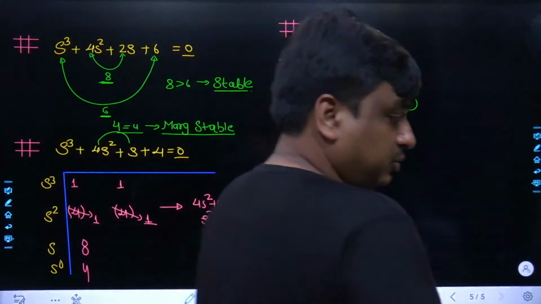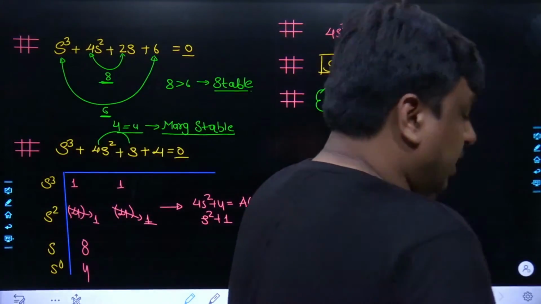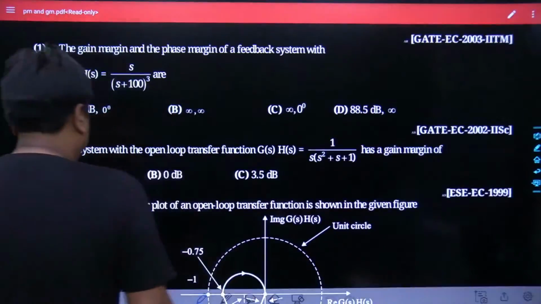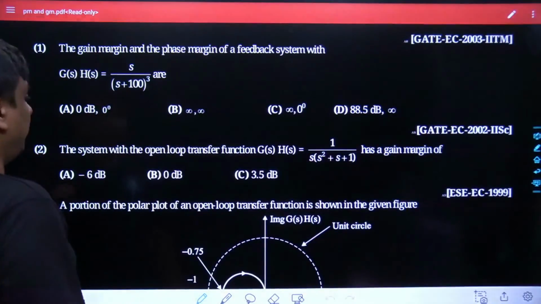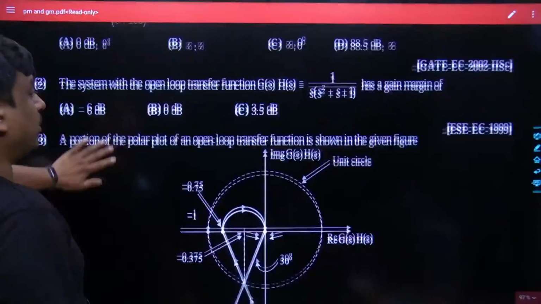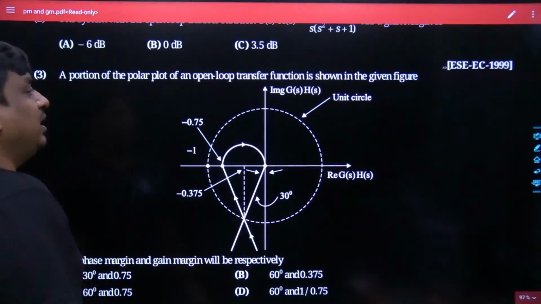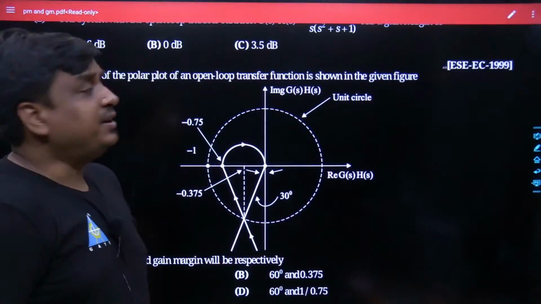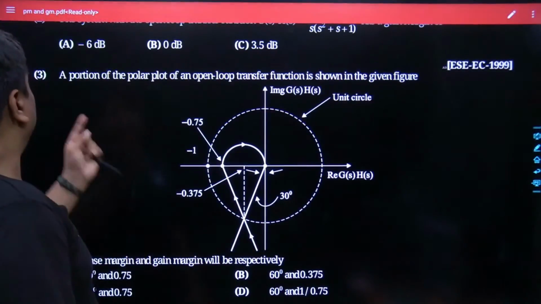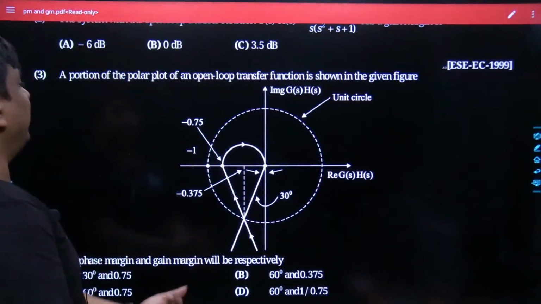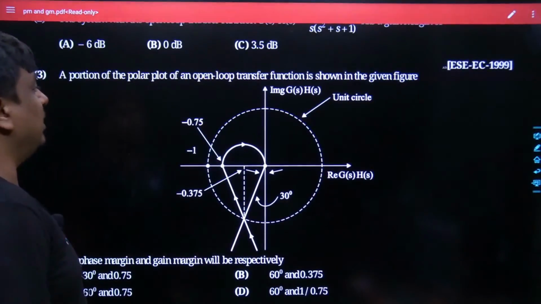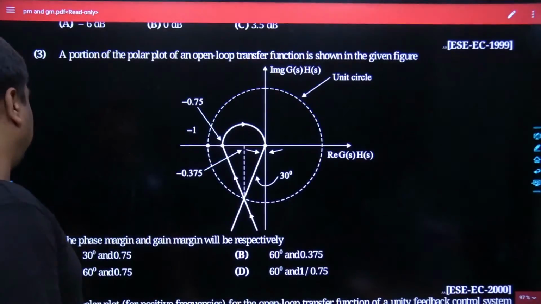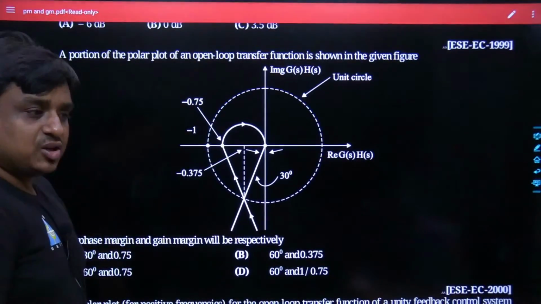So till this point, I don't find any of the students having any kind of doubt now. I think it's the right time to move further, taking the next question. It had been a sort of graphical problem which had been experienced by the electronics people in the engineering services examination of the year 1999. The problem states, the portion of the polar plot of an open loop transfer function is shown in the figure. The phase margin and gain margin will be respectively. Four different options were attached along with this problem.